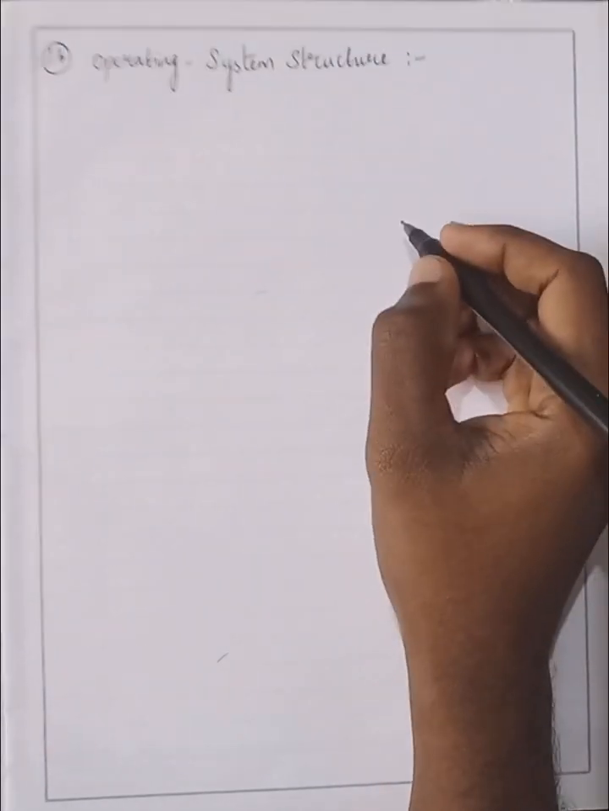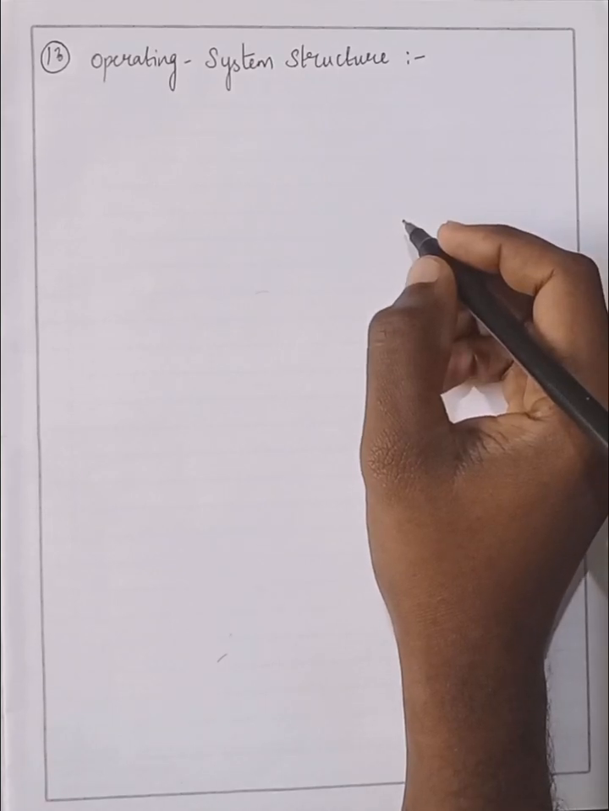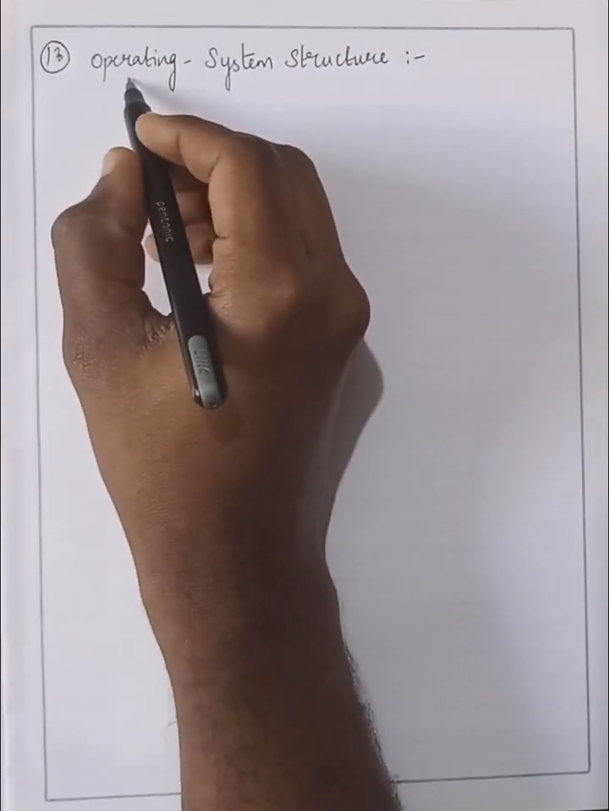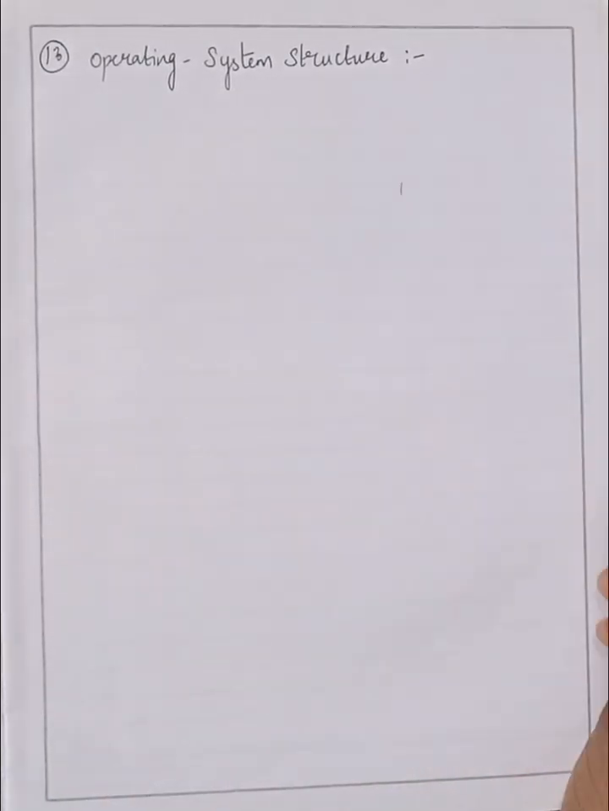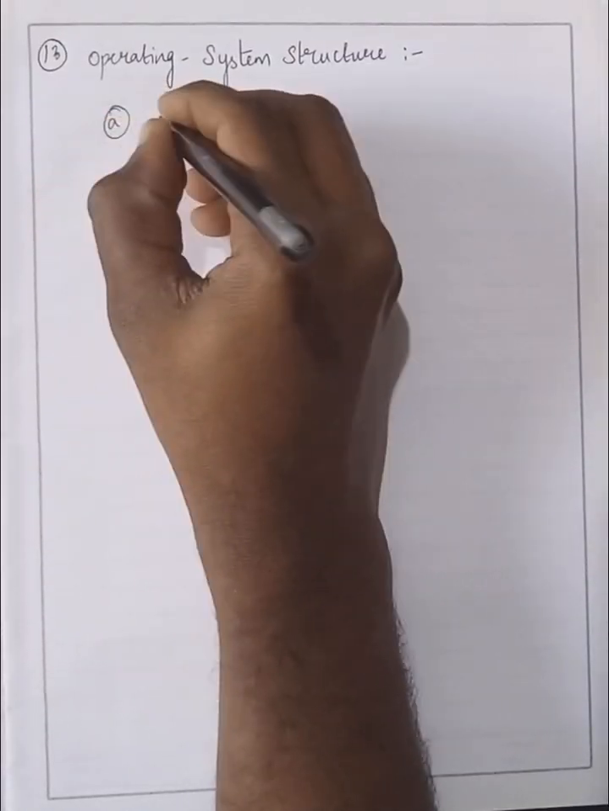Hello everyone. In the first module we left out two more topics, so today we'll quickly learn those two topics. The first one is operating system structure. There are different types of operating system structure. The first one is the simple structure.